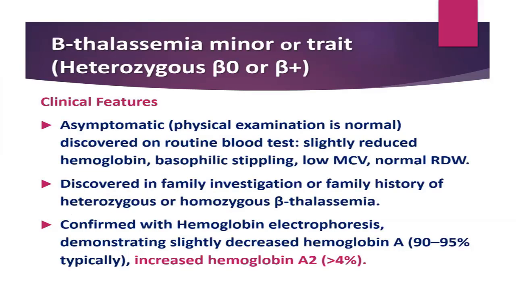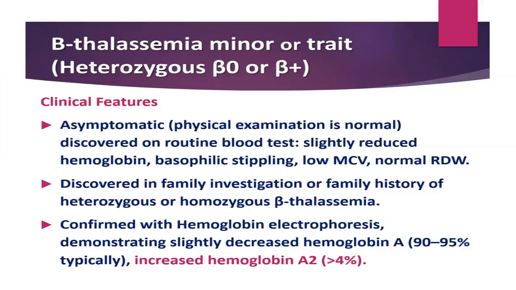Now we talk about beta thalassemia minor or trait, which is misdiagnosed as iron deficiency anemia. In this case, the person is asymptomatic with a normal physical examination, discovered on routine blood testing by having a slightly reduced hemoglobin. Basophilic stippling, which is blue dots present in the RBC, occurs in these cases. He has low mean cell volume and normal red distribution width.